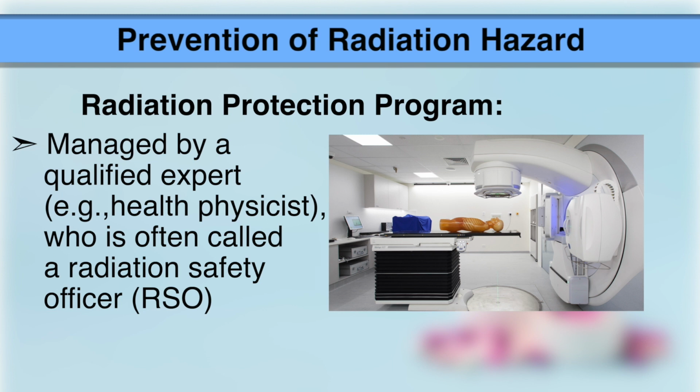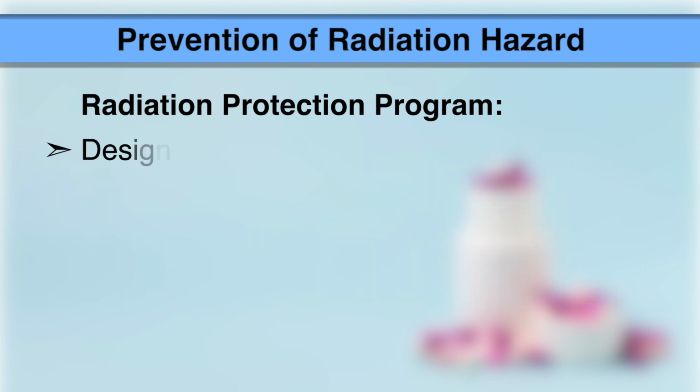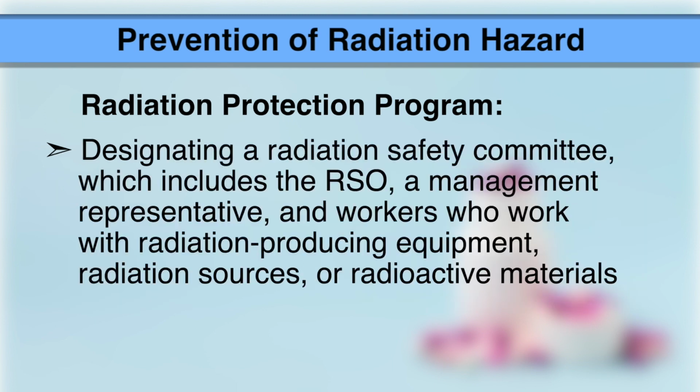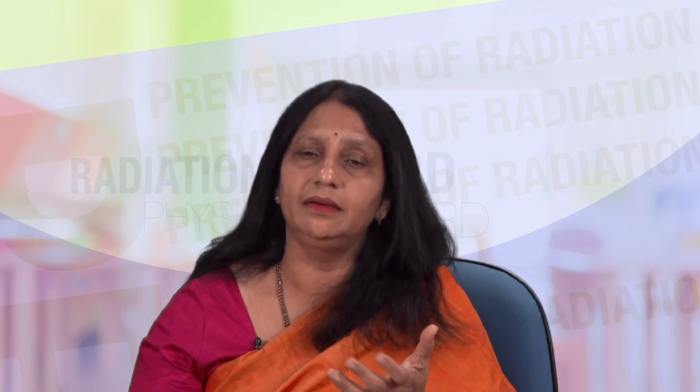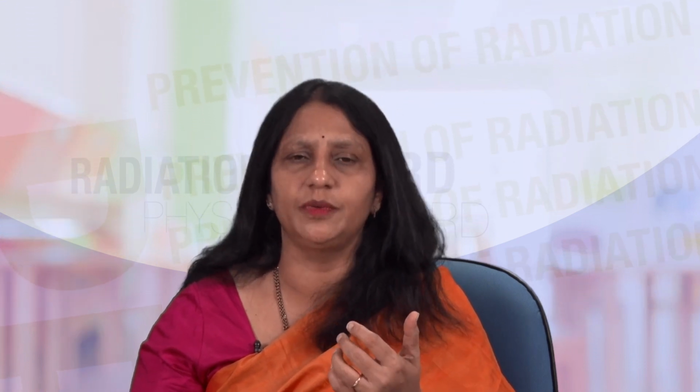Another best practice is designating a radiation safety committee. That means one RSO, a radiation safety officer, should be there as one of the members of that committee, and also a management representative, and also workers who work with radiation producing equipment and radiation sources or radioactive materials. That means those who are otherwise at risk of exposure on the job.